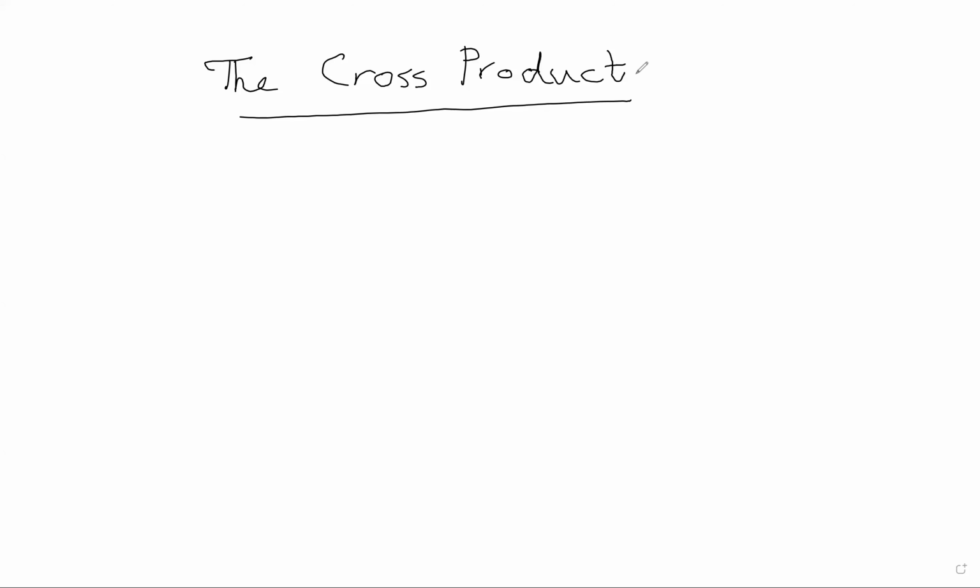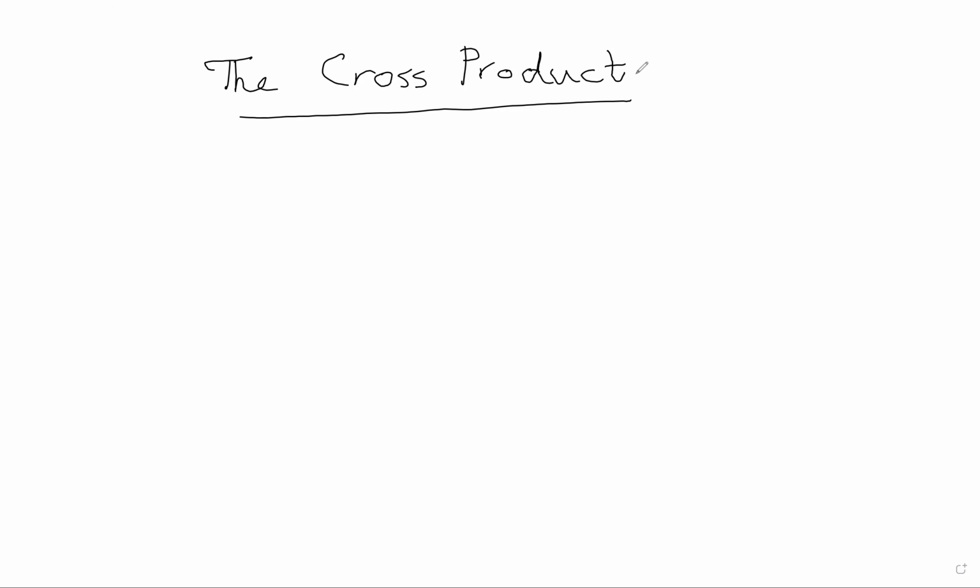In this lesson, we talked about the cross product. In the previous lesson, we talked about the dot product. As you know, in the case of dot product, the product of two vectors was a number. But in the cross product, the product of two vectors is a vector.